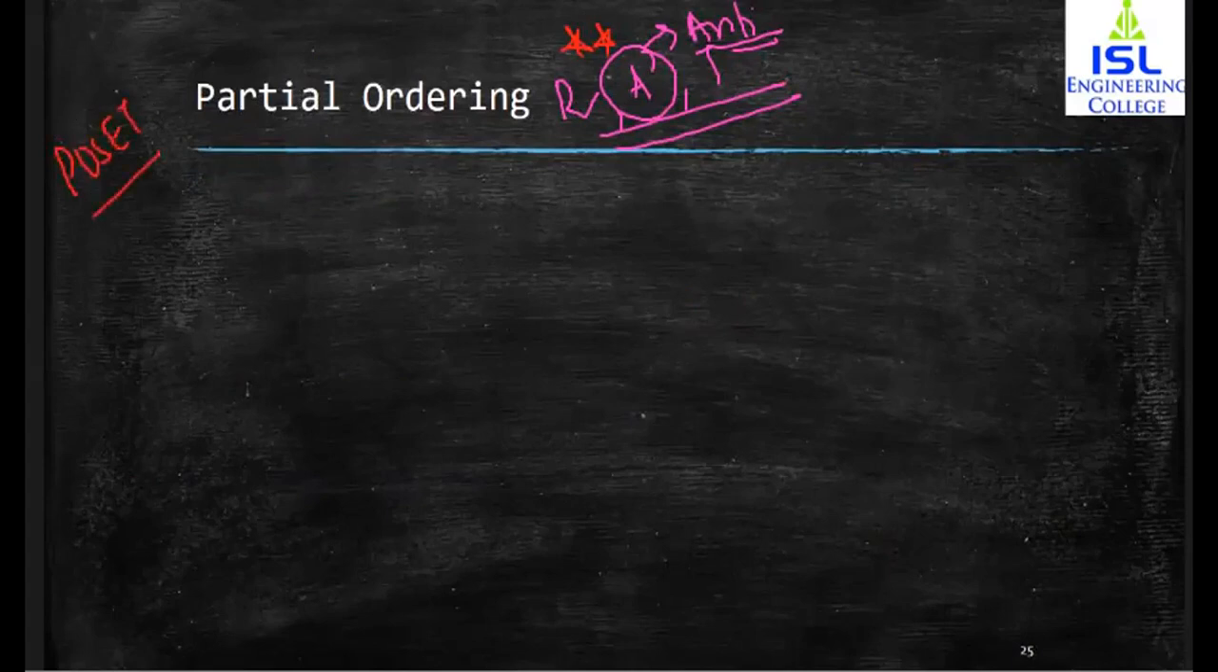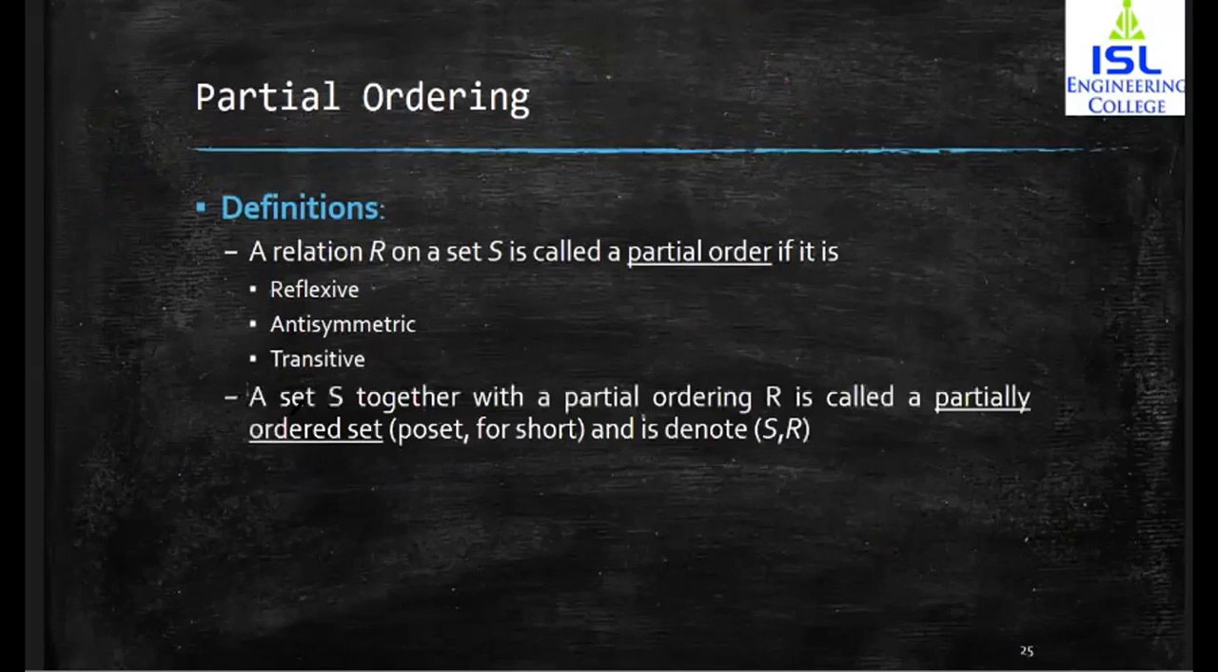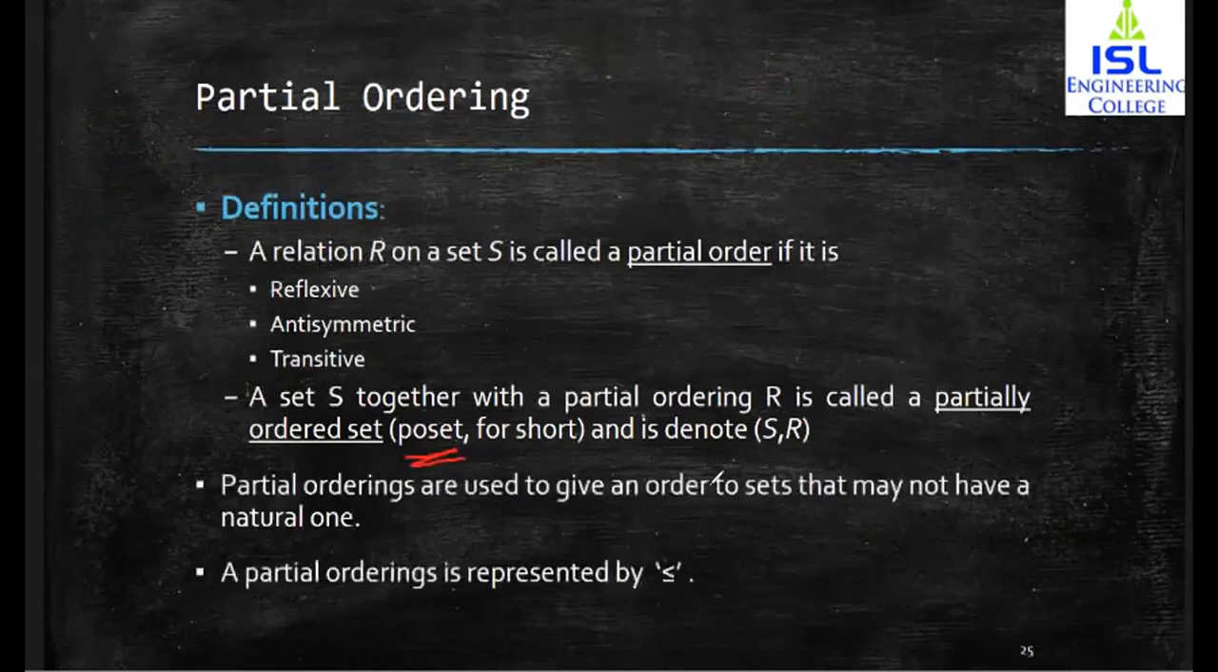Let's see the definition in detail. A relation R on a set S is called a partial order if it is reflexive, antisymmetric and transitive. A set S together with a partial ordering R is called a partially ordered set, poset, and is denoted by (S, R). Partial orderings are used to give an order to sets that may not have a natural order, and it is represented by the symbol less than or equal to.